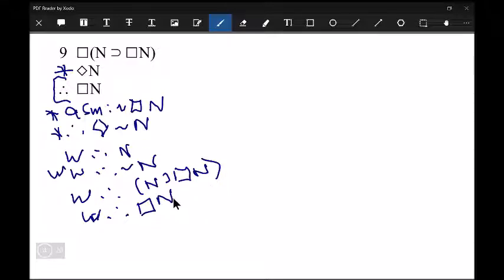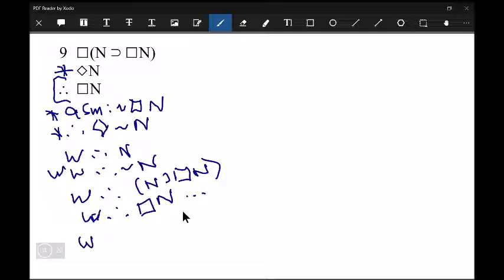Now, can we go from this into world WW? Well, we've never done that before. We've never gone from a necessary thing in a world W into putting the thing in another world. But let's say you can.